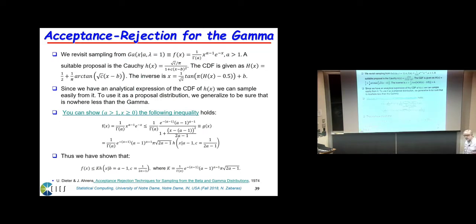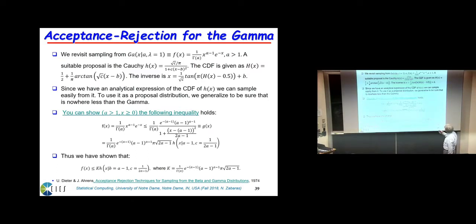And on the next slide, there is a summary of the algorithm. So this is the gamma distribution, and I denote it here as a function, a distribution f of x, okay? And just for simplicity, I take the parameter lambda to be equal to 1. So I am going to use as a proposal distribution a Cauchy distribution.